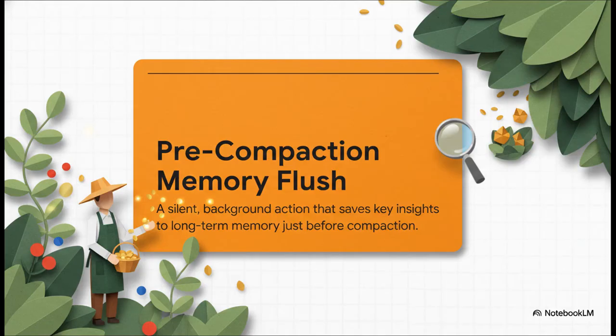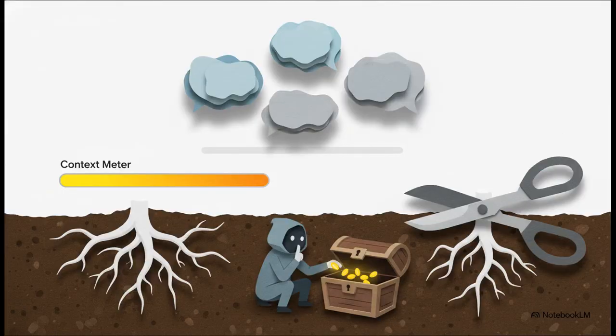But this right here, this is the gardener's smartest trick. This is the big innovation that stops important stuff from ever getting lost. It's called the Pre-Compaction memory flush. Imagine the gardener sees a plant getting a little too big. Before trimming it back, they carefully go in and collect all the best seeds to plant later. That's what's happening here. So here's how it works. When the conversation gets close to that limit, the agent triggers a secret, silent action in the background.